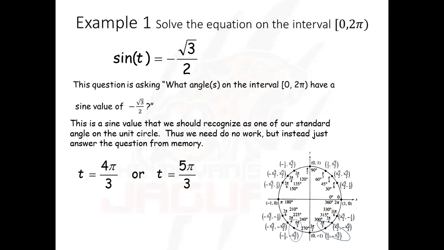So if we evaluate these values in the function, the value that we're going to get is negative square root of 3 over 2. So sine of 4 pi over 3 will be negative square root of 3 over 2, or we replace the t by 5 pi over 3. The value of the sine of 5 pi over 3 must also be negative square root of 3 over 2.